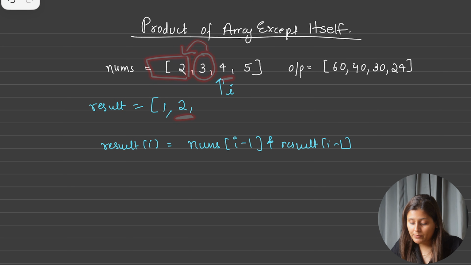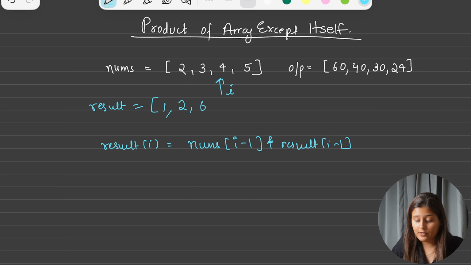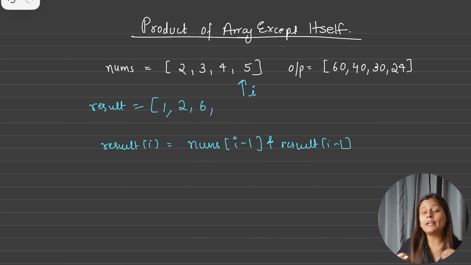So hence that will be nothing but 3 multiplied by 2, it will become 6. Yes. And if you see here, for 4, what is the left product value? That is 6 only. Now we will move our I pointer ahead for 5. And now, for 5, what is the left product? That is nothing but 4 multiplied by 2 multiplied by 3.